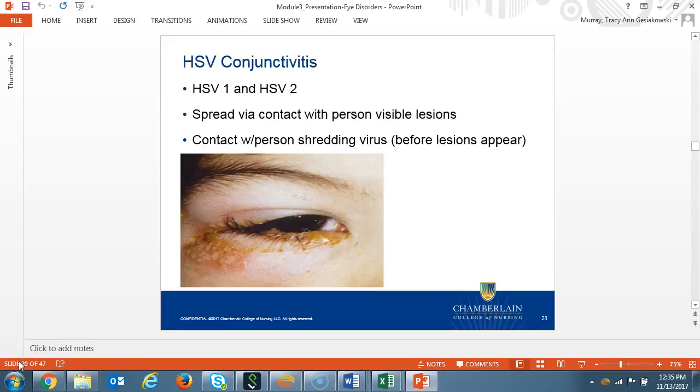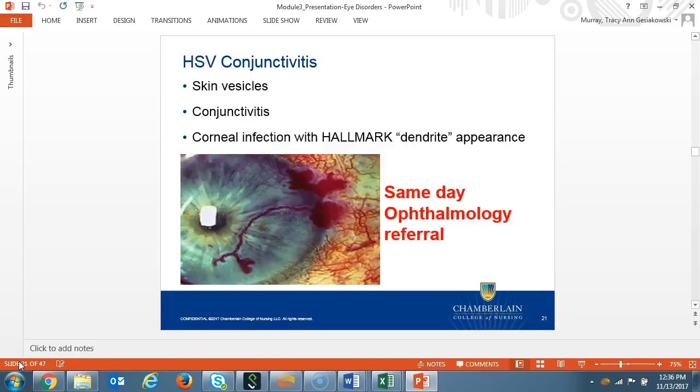Now, there are 2 types of herpes viruses. HSV1 typically occurs above the waist, and HSV2 typically occurs below the waist. HSV conjunctivitis is spread by contact with persons who have visible infected lesions and with persons symptomatically shedding the virus, meaning the patient may be experiencing a prodrome of ill-related symptoms such as malaise, low-grade fever, pain, or tingling near the site of the lesions, but the lesions are not visible yet.